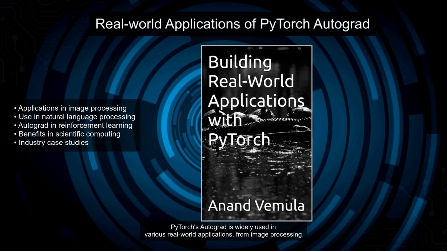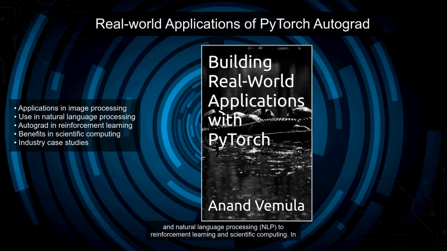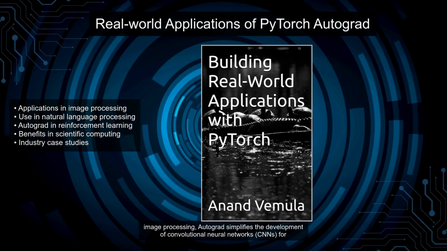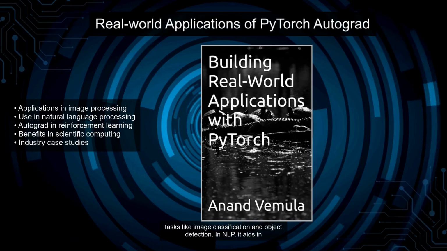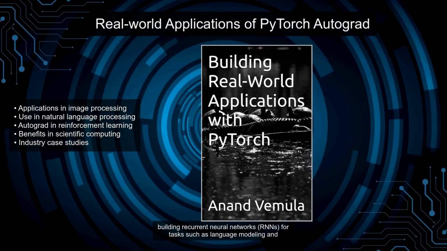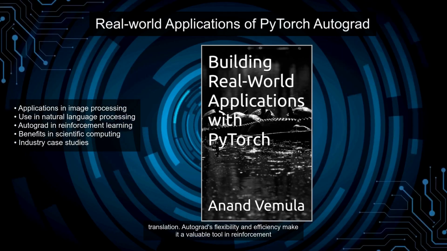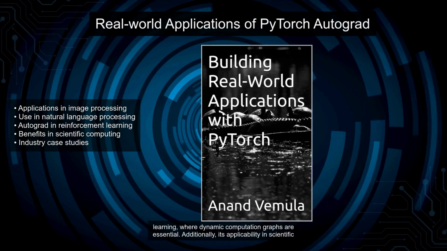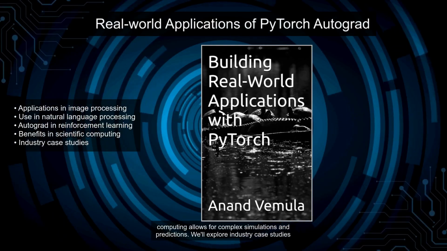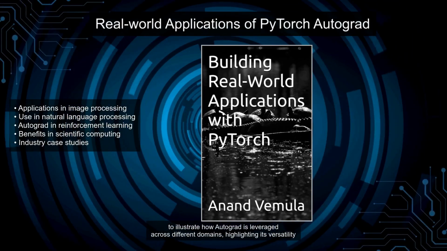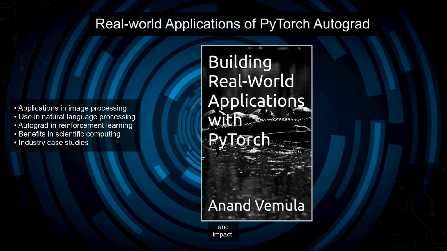PyTorch's Autograd is widely used in various real-world applications, from image processing and natural language processing, NLP, to reinforcement learning and scientific computing. In image processing, Autograd simplifies the development of convolutional neural networks, CNNs, for tasks like image classification and object detection. In NLP, it aids in building recurrent neural networks, RNNs, for tasks such as language modeling and translation. Autograd's flexibility and efficiency make it a valuable tool in reinforcement learning, where dynamic computation graphs are essential. Additionally, its applicability in scientific computing allows for complex simulations and predictions. We'll explore industry case studies to illustrate how Autograd is leveraged across different domains, highlighting its versatility and impact.